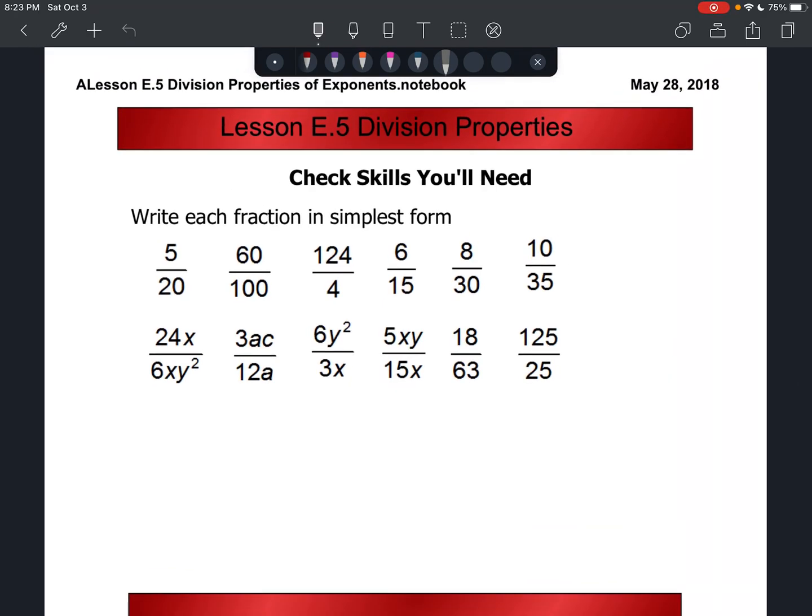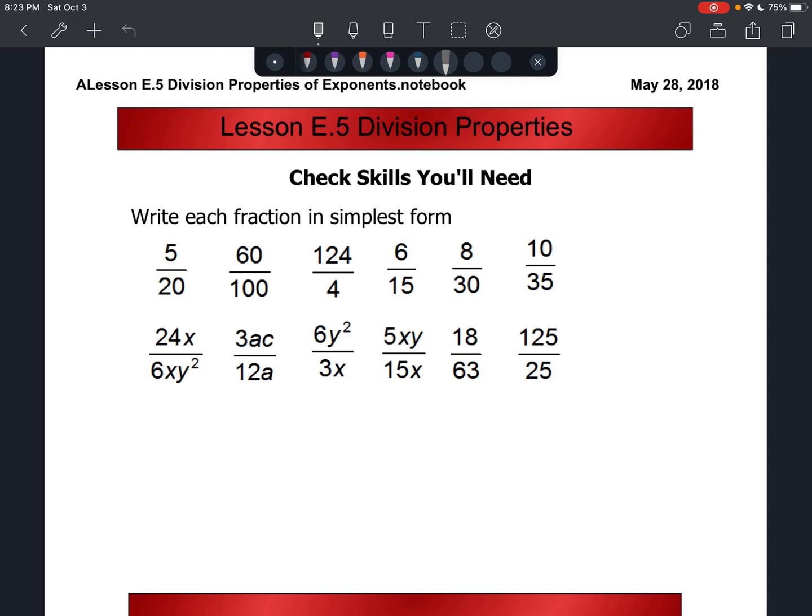We learned multiplication properties, and we learned more multiplication properties that included power to a power rule, raising a product to a power. Now we're going to work with division properties. So first we're going to check the skills that we need. We're going to write each fraction in simplest form. Now I would like you to follow along with how I'm going to do this. I don't want you to do some simplification the way you were taught in elementary school.